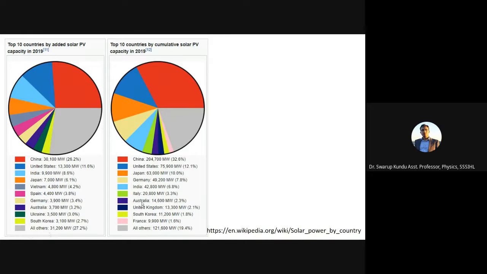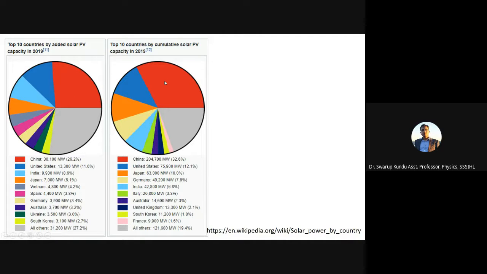And so this is a chart taken from Wikipedia. Use the link. Here you can see the top 10 countries by added PV system capacity in 2019, so the maximum amount of solar energy installed in this year. At the top of the list comes China, then the US, and third comes India. So we are at 8.6% in this only PV system. So this is only for the solar PV system, right?